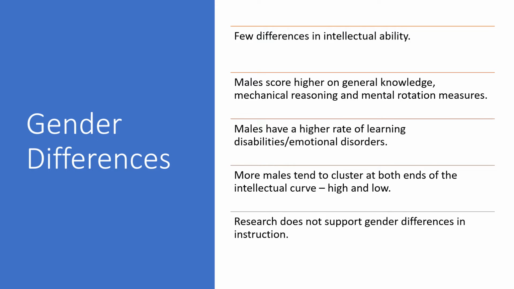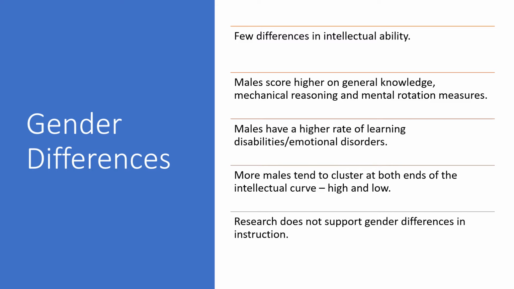Here's what the research reveals about gender differences in the classroom. We know there are few differences between boys and girls in intellectual ability. We do know that males tend to score higher on general knowledge, on standardized tests, mechanical reasoning, and mental rotation measures. This mental rotation measure refers to those problems, for example, on the SAT, where you take a figure and you mentally rotate it and then circle the answer of the matching or corresponding figure. Males have a slight edge in that ability.